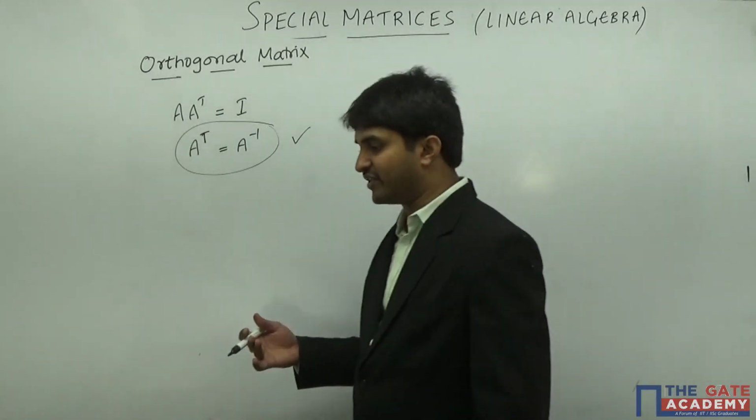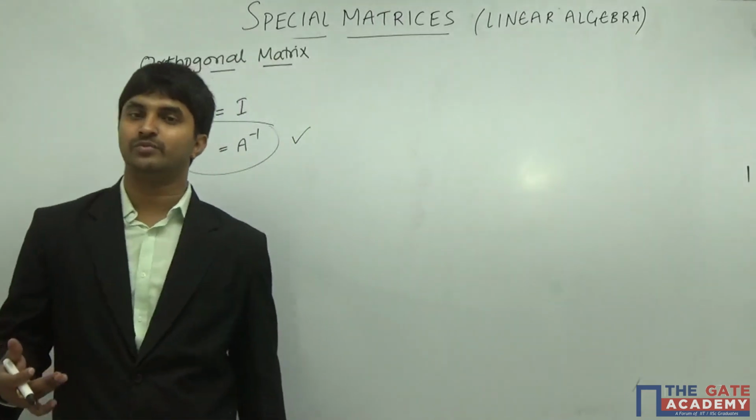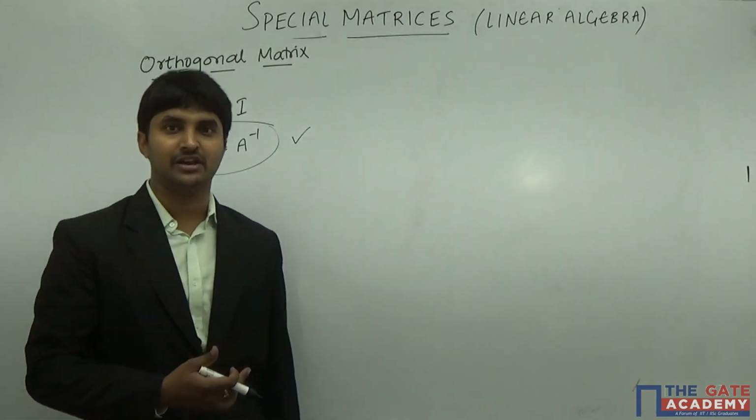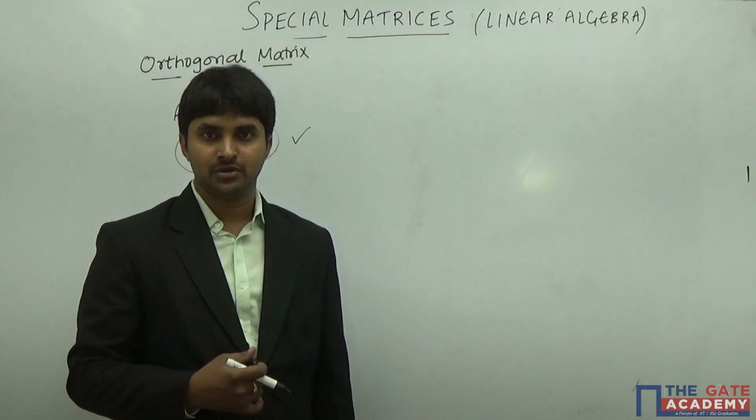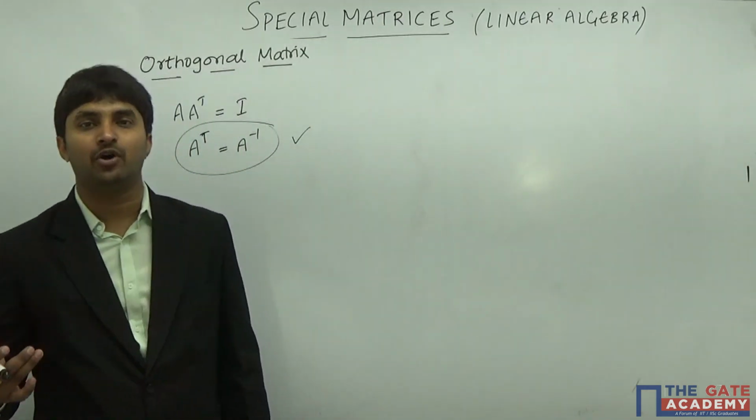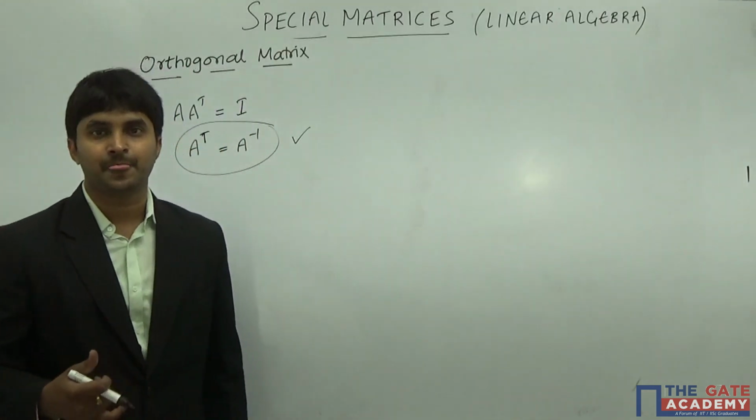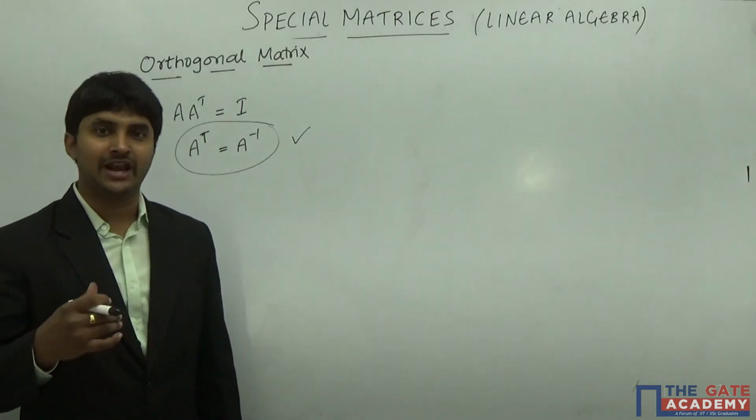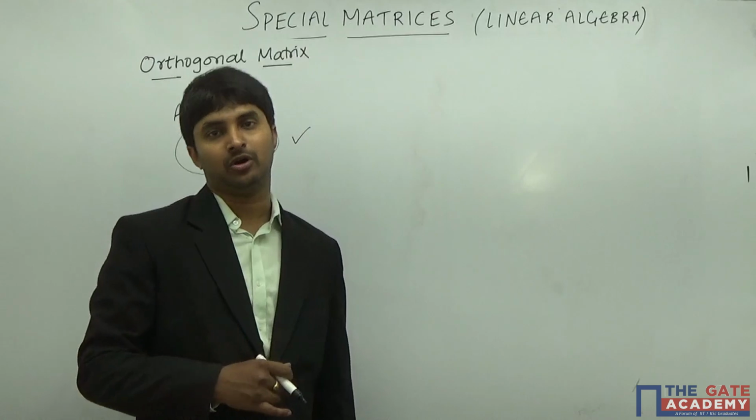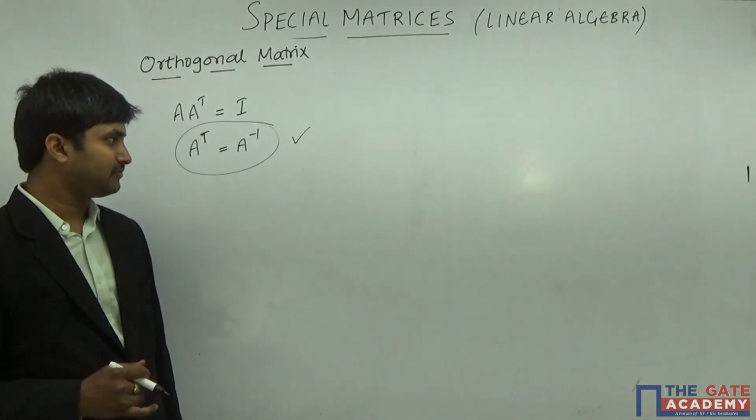Just like the way we have written about a symmetric matrix or a skew symmetric matrix, we can also write about an orthogonal matrix. When you know the properties of an orthogonal matrix, we can directly look at a matrix and say whether it is going to be orthogonal or not.